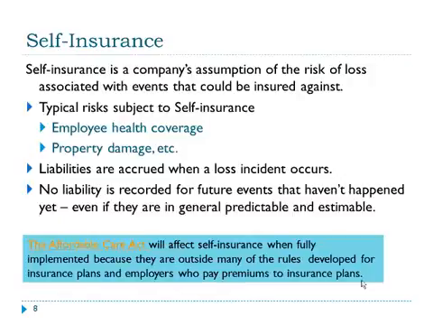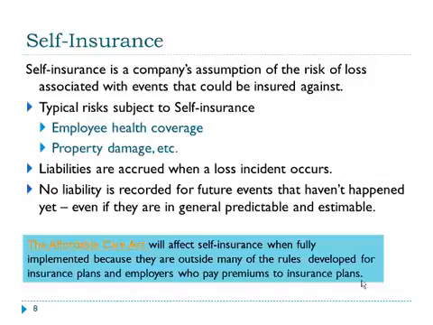One category of a contingency is going through a lot of change right now, and so it's worth specifically mentioning. Self-insurance is a company's assumption of the risk of loss associated with events that could be insured against. Large companies that have many employees have a big enough risk pool themselves that it may be cheaper for them to directly pay healthcare costs than to pay premiums to an insurance company and have the insurance company provide the coverage. The typical risks that are subject to self-insurance are employee health coverage, but it could also include property damage or automobile insurance or something of that sort.